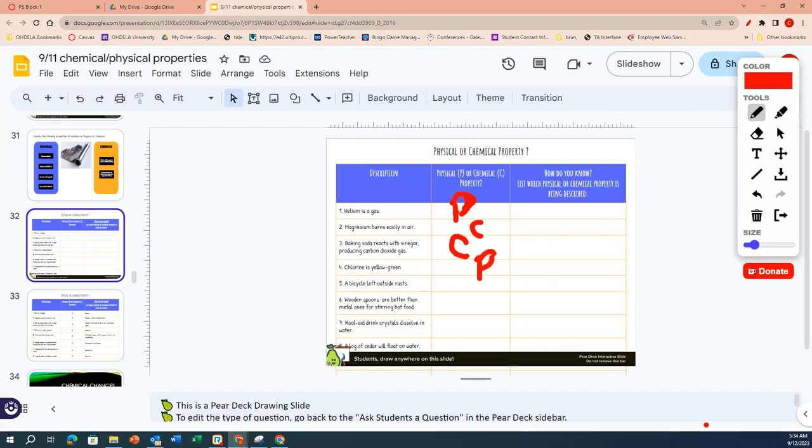Bicycle left outside is rusting. That's a chemical property. Rusting changes the metal, breaks down the metal. Wooden spoons are better than metal spoons for stirring food. That's a physical property because metal spoons get hot. Kool-Aid crystals dissolve in water. That's a physical property. And a log of cedar will float in water, and that's a physical property as well.